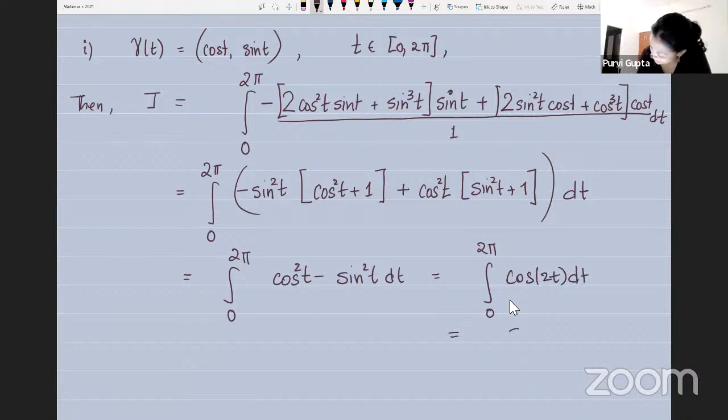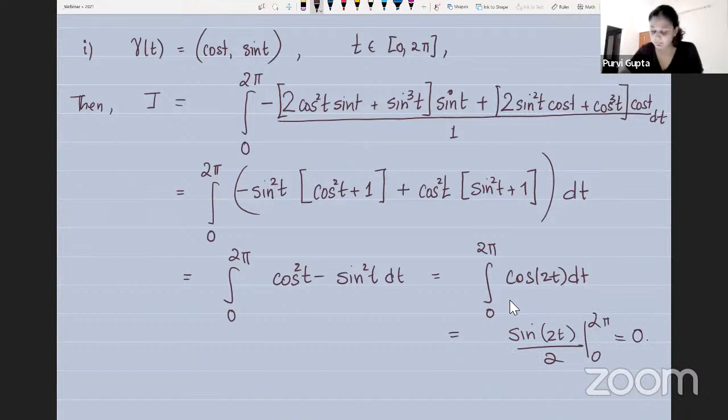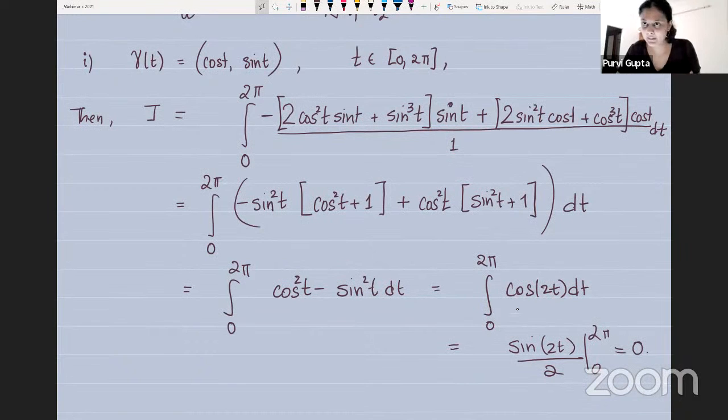And this we know is sine 2t over 2, from 0 to 2 pi, which is 0. Okay, so a rather complicated integral has turned out to be 0, which is fine. But you should also appreciate the fact that so many things have cancelled and become simple over here. By the way, if there is any question about this computation, this is a good time to pause before we move to the second example.